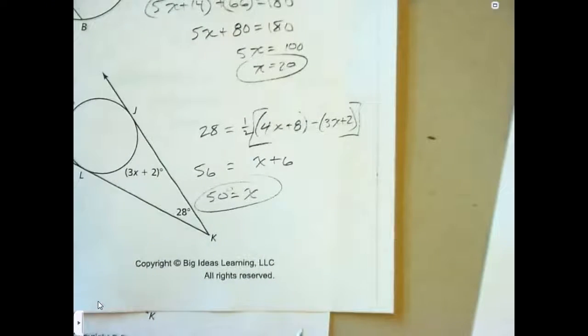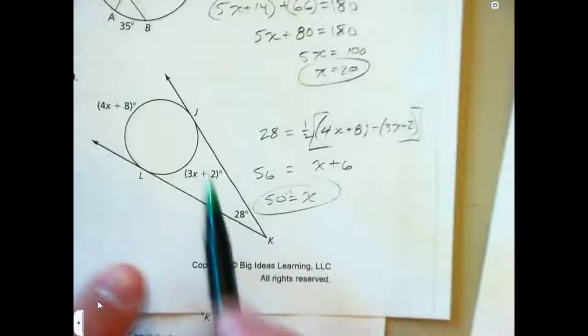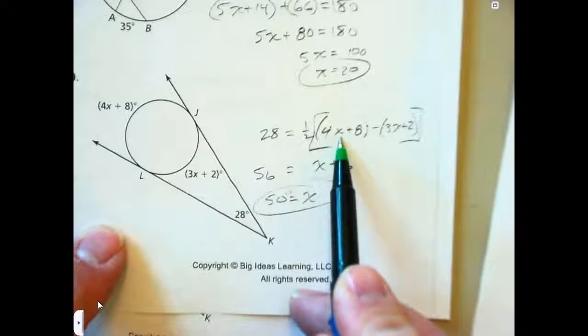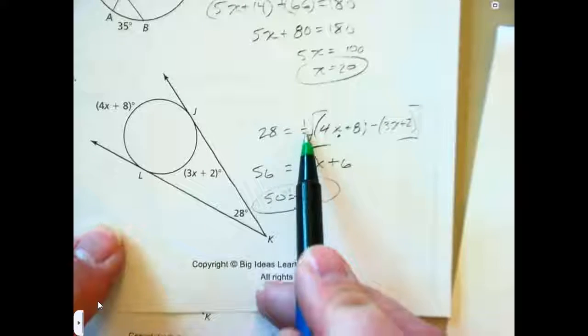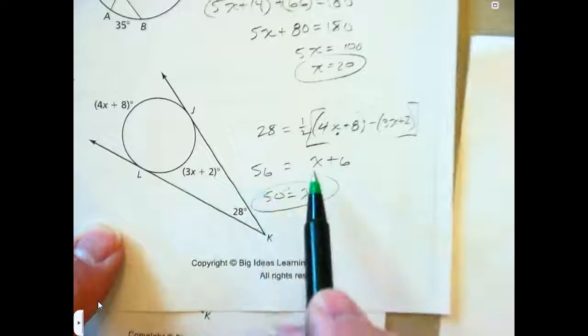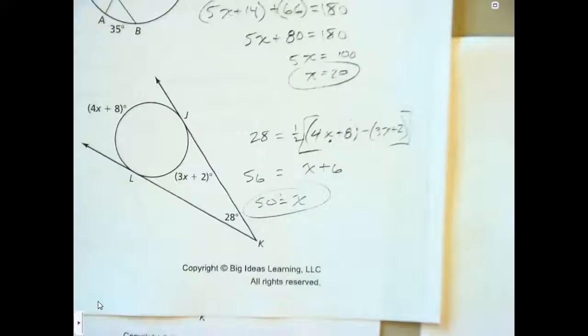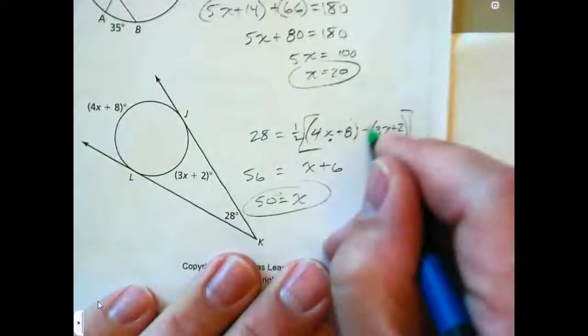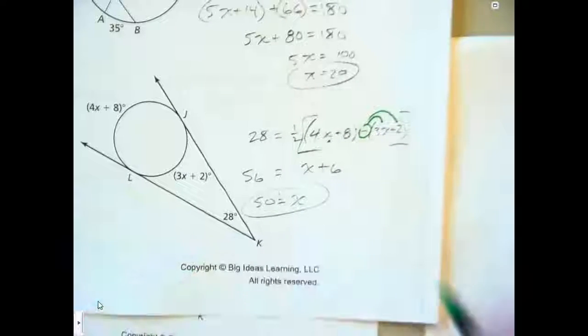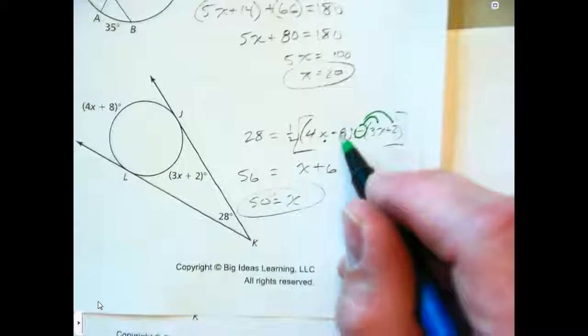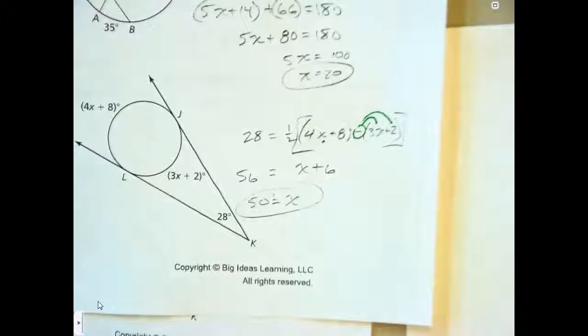Okay. Next one. Kind of the same idea. It's just a bit more complex, right? You're taking the bigger arc and subtracting the smaller. So 4x plus 8 minus 3x plus 2. 1/2 of that. So get rid of the 1/2 by doubling it. You get 56. And then combining all this stuff in here, you get x plus 6. X equals 50. Okay, remember when you have a negative symbol right here, when you distribute that, both of those, so that becomes a minus 2 there. That's how we get a plus 6. 8 minus 2. Okay, questions?